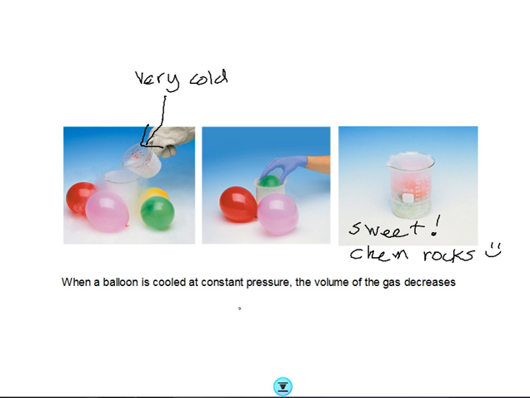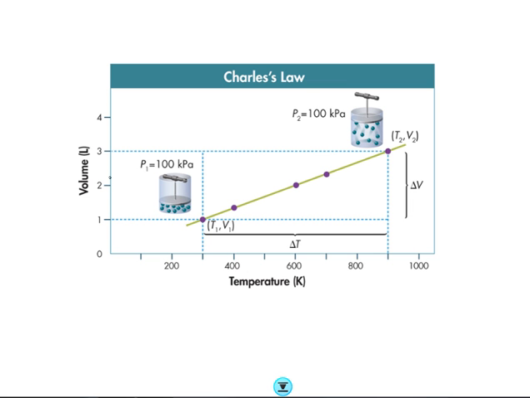Okay, so let's take a look at a chart that shows what's going on with volume versus temperature in Kelvin. Again, it states that if you increase the volume, the temperature increases, or if you increase the temperature, the volume increases. Same thing if you decrease one of them. So that's a direct relationship. They're directly proportional.